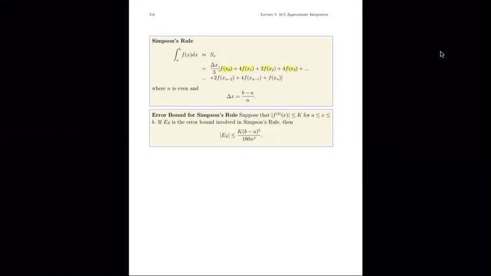One nice way to remember the formula is that the first and last have coefficients of 1. So f of x0 and f of xn have a coefficient of 1 per the formula. And all the odd coefficients have a factor of 4, while the even coefficients will have a factor of 2.